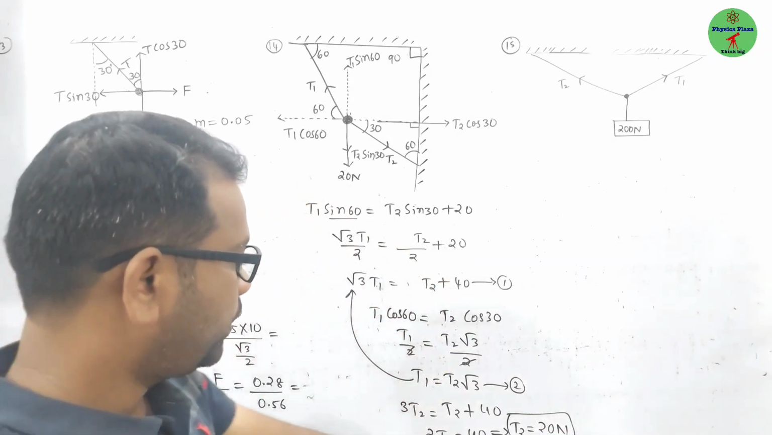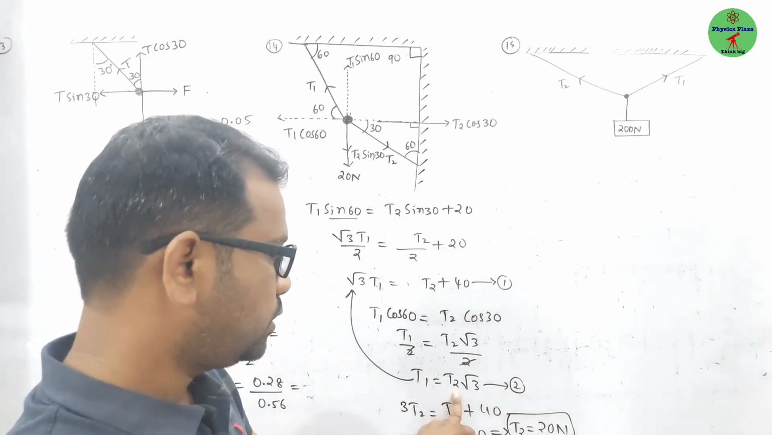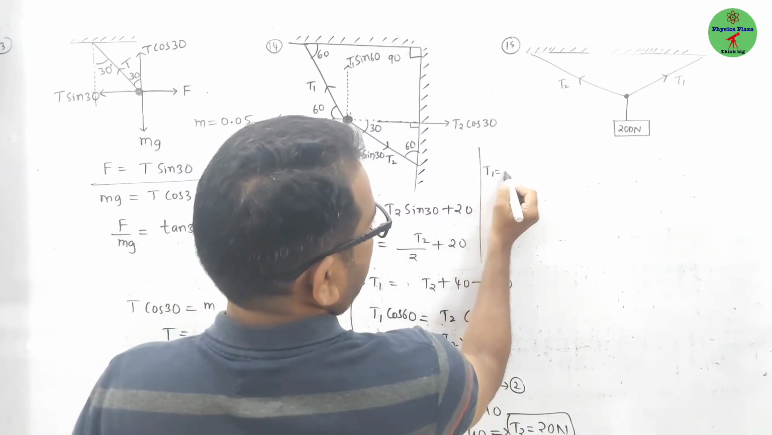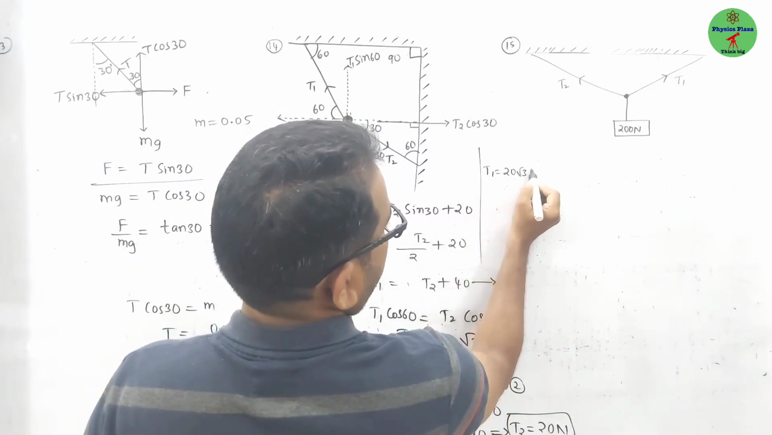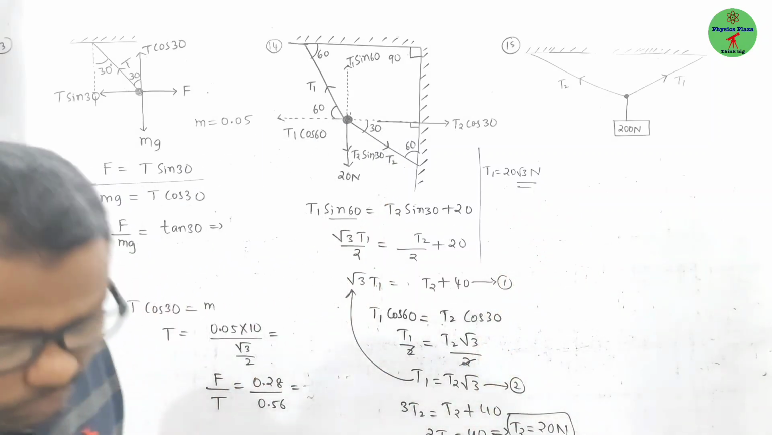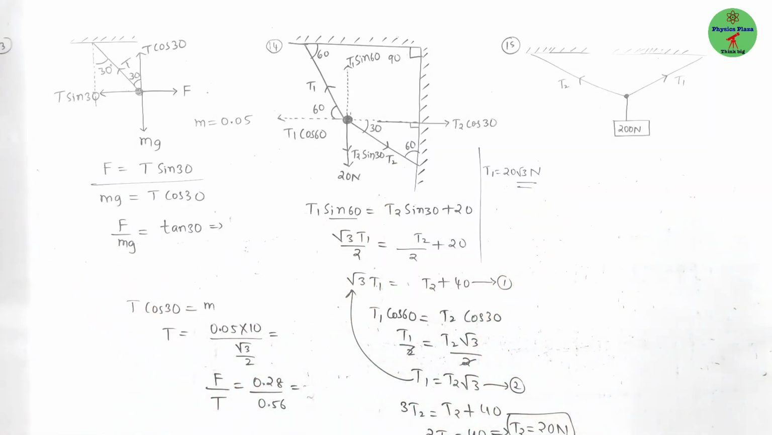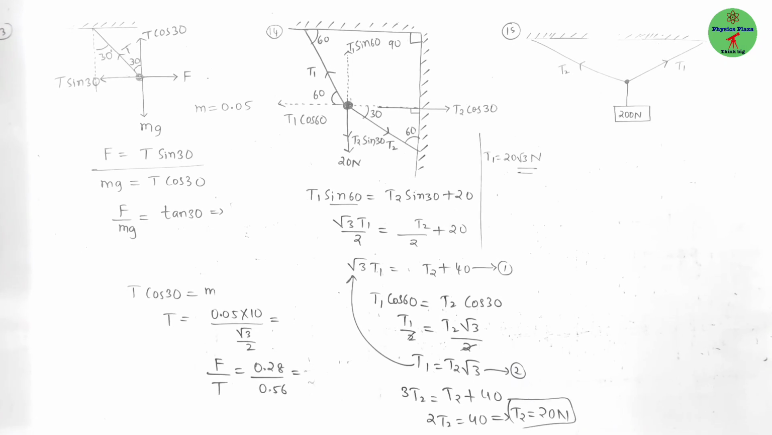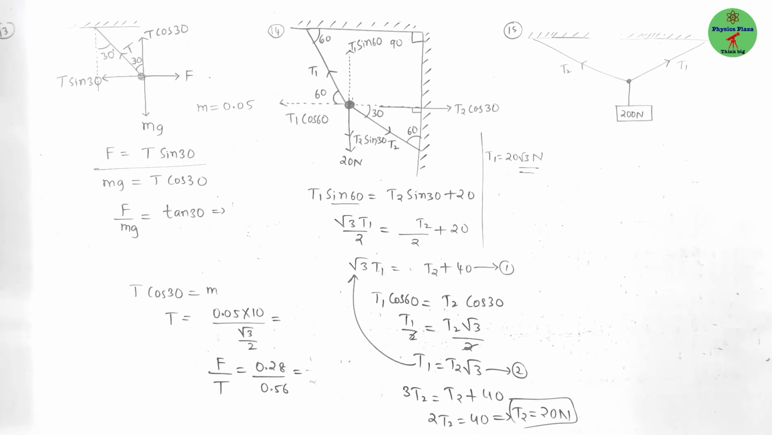Now substitute this T2 value here, 20 root 3. That's it. So T1 is going to be 20 root 3 Newton. So this is how we can solve, children. Do you think you are able to see this? Let me adjust this height a little bit. Yes, now you are able to see this.